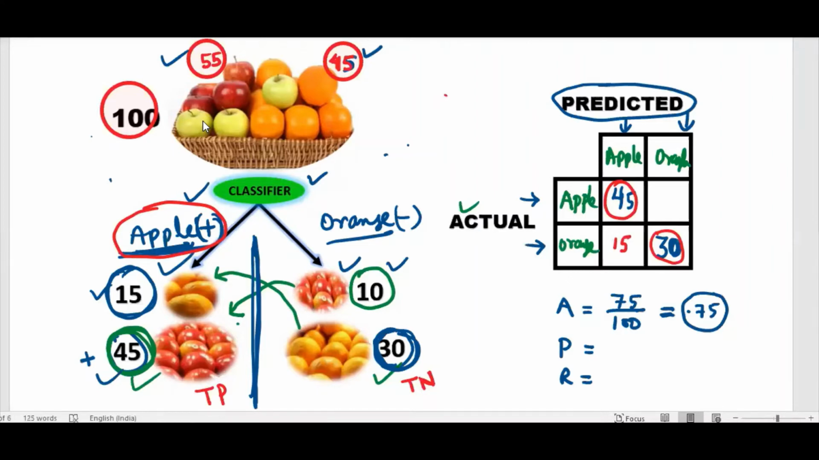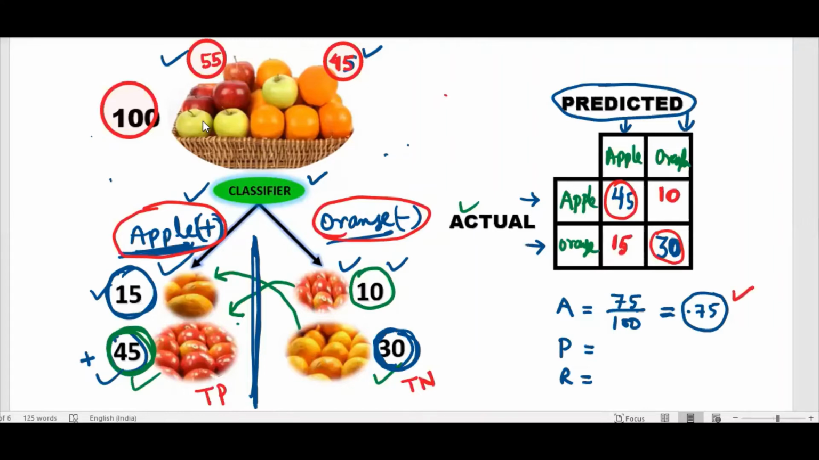What about 10? The classifier said this right hand side is orange and the left hand side is apple. So according to the classifier, this is also orange, but we can see that this is not orange. There is a problem. Actually, these are apples, but classified as oranges. Actually, apple classified as orange. So we'll write 10 here. Now, these are the problem: 15 and 10. So we got this one.